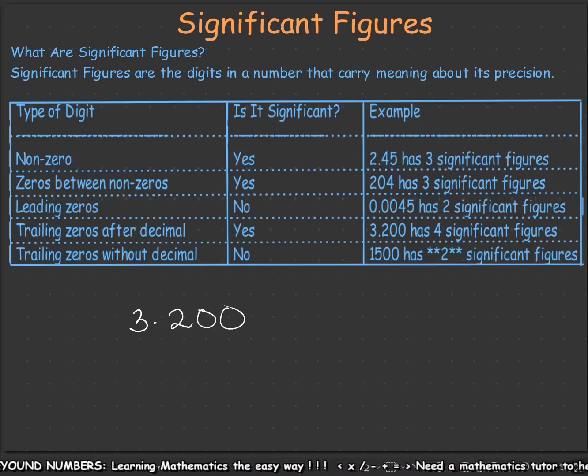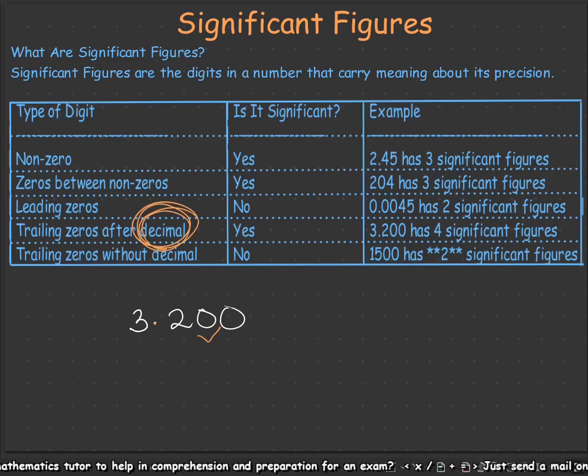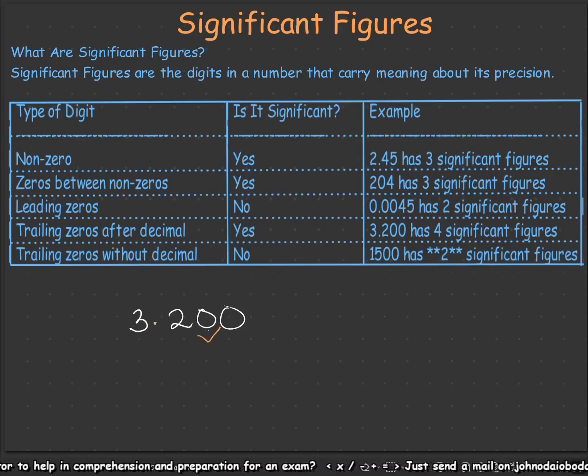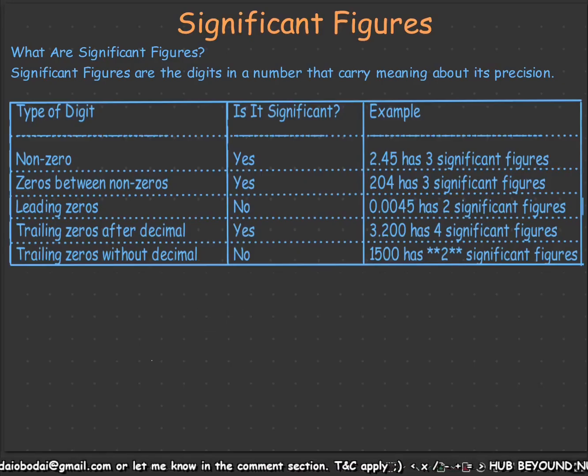Then comes the rule we are learning now. This is a trailing zero. It is an ending zero that is coming after a decimal point. In our next one, you would learn that it is not all trailing zeros that are significant. This one here is a trailing zero that comes after a decimal. That is the most important thing. Trailing zeros after decimal point are significant. Hence, this 0 here is significant, and then this here is also significant. That is why we say we have 1, 2, 3, 4 significant figures in the number 3.200.